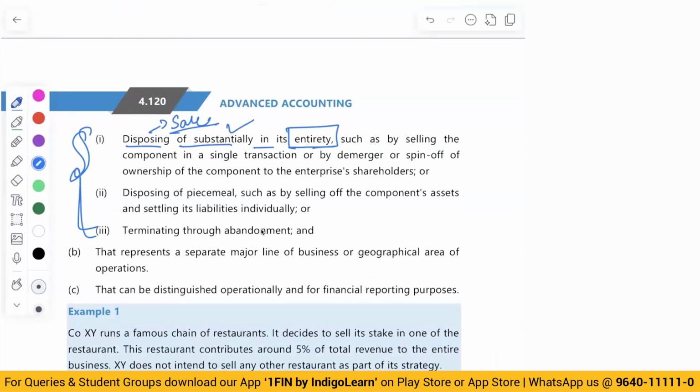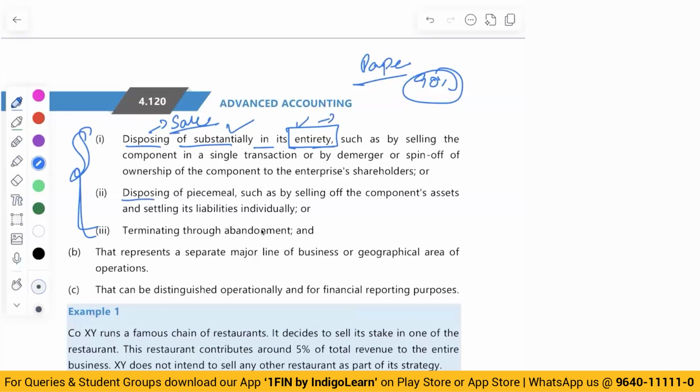If I talk about, let us say, ITC selling the paper division or cigarette division, 90% of the business is transferred. Substantially in its entirety, I am disposing of. That is the first thing. So when I dispose of, I can sell it, I can transfer it, I can get into a demerger, I can do multiple things. That is the first. So the first condition talks about disposing of it entirely.